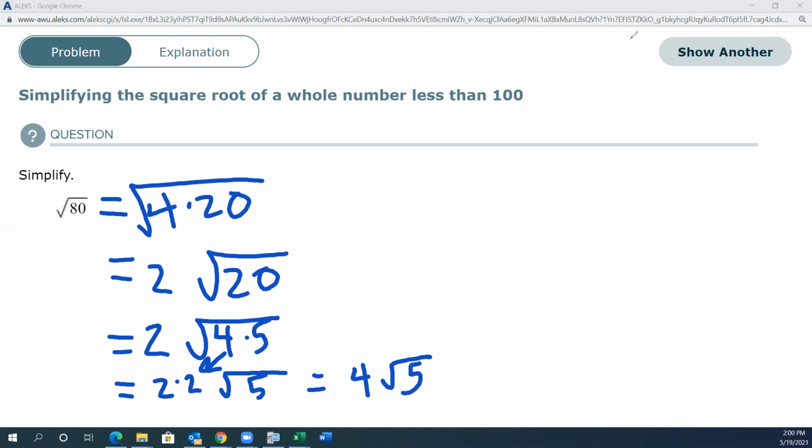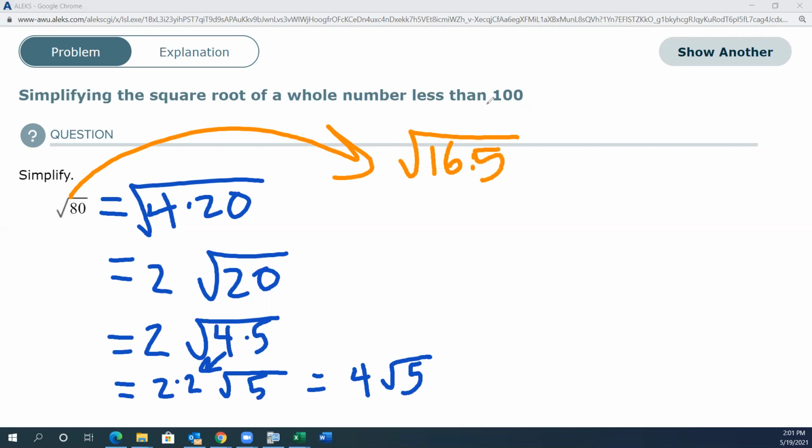Now, we could have done it a little faster if we had seen that, you know what, 16 divides into 80 5 times. And the square root of 16 is 4. And I'm done. If you do it the fast way or the slow way, it doesn't matter. But you do have to go as far as you can. Pull everything out that you can.